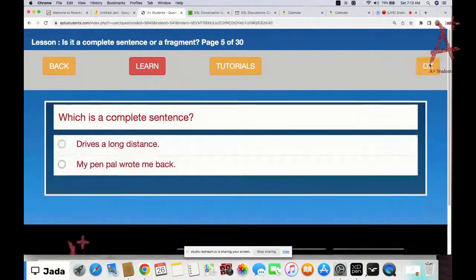All right, so we have which is a complete sentence. Now, drives a long distance. My pen pal wrote me back. Which is a complete sentence? Drives a long distance. That is a sentence fragment because, of course, who is driving the long distance? We do not know that. But when you say, my pen pal wrote me back, okay, so it has a subject and it has a verb. So the subject is going to be my pen pal, and then wrote is the verb. Okay, so that's literally it.